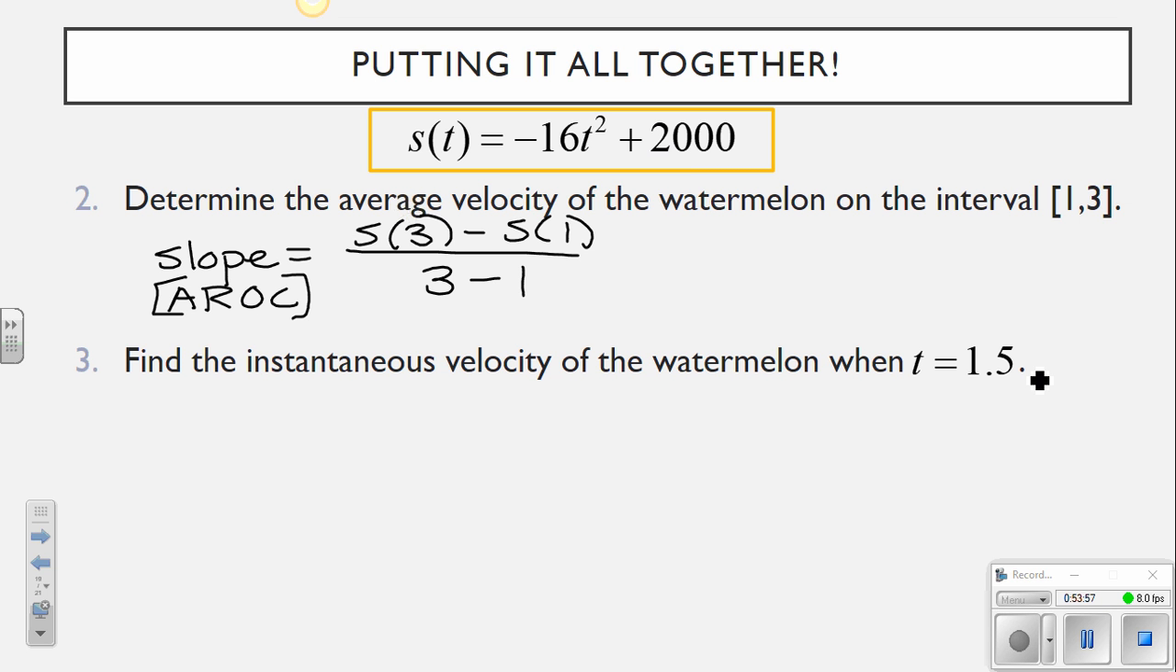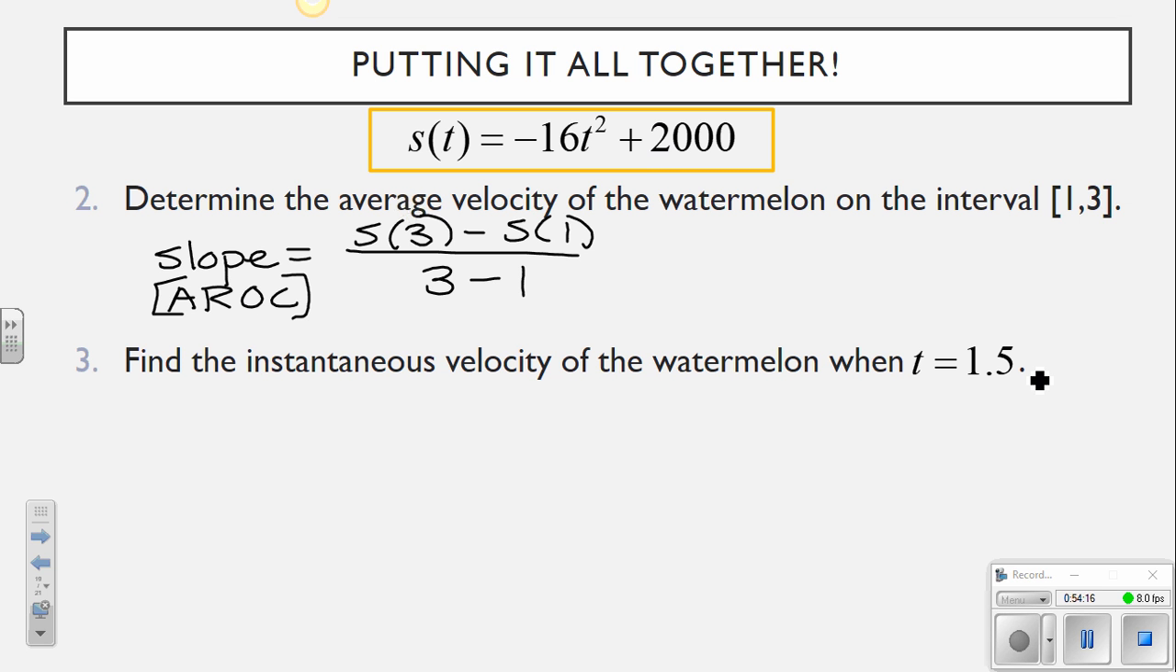When do you use the velocity function? When it says instantaneous rate of change. At an instant, you use the velocity function. If it's average rate of change, you use position, you divide it by time.